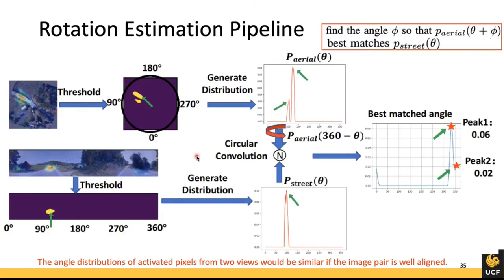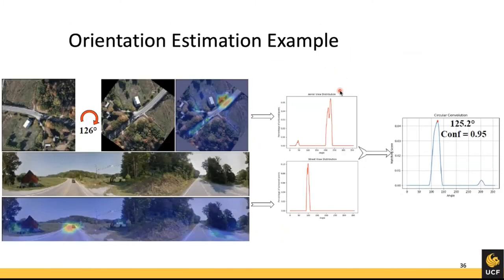And if the image pair is well aligned, the angle distribution of the activated pixels from the two views should be similar. But in this case, we are rotating by some certain angle. Then if we look at the angle distribution, we are able to do this kind of cross correlation and find the shifted angle so that these P aerial and P street can best match each other. We use this method to do the orientation estimation, and it actually gives us a very good result.